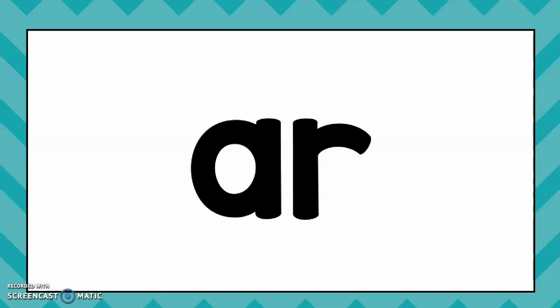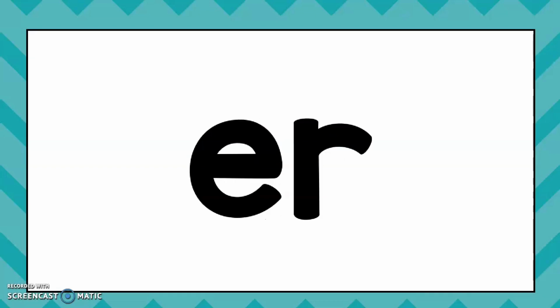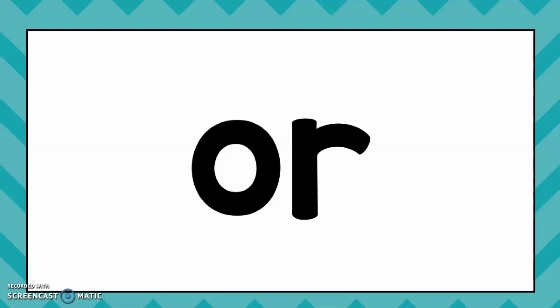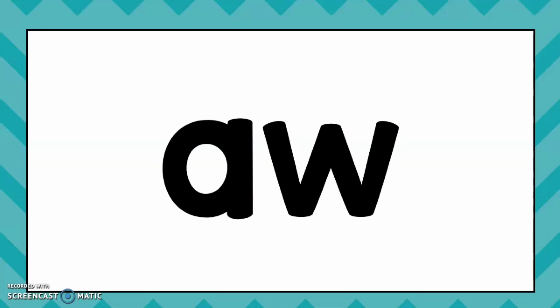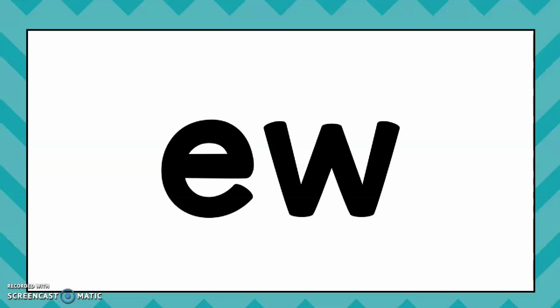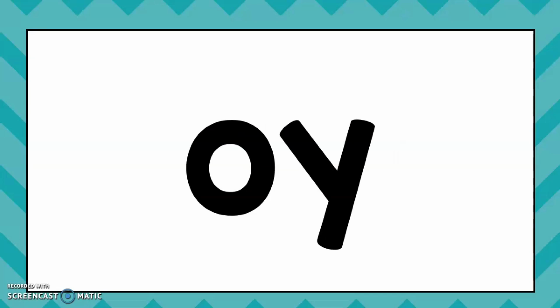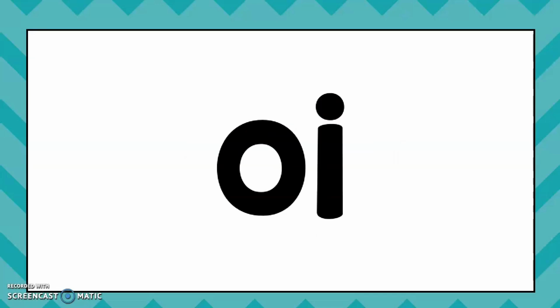Combination AR says ar. Combination ER says er. Combination OR says or. Combination AW says aw. Combination EW says ew. Combination OW says ow. OY says oi. OI says oi.